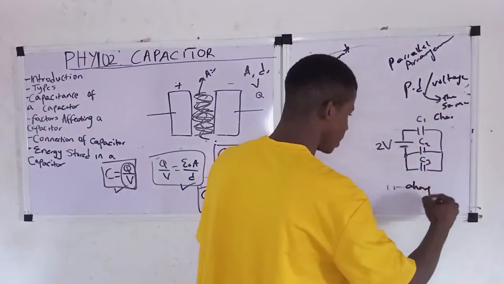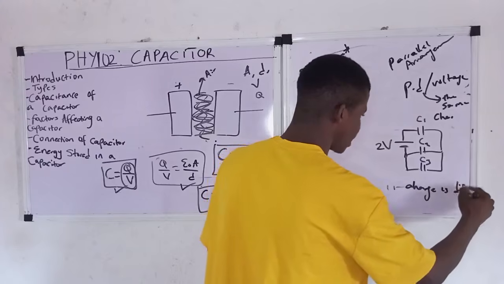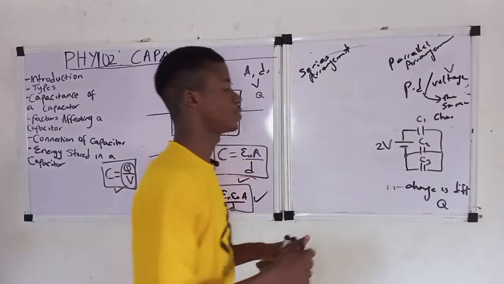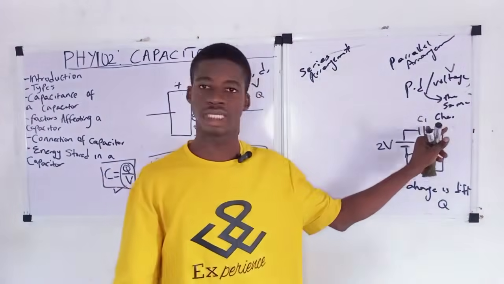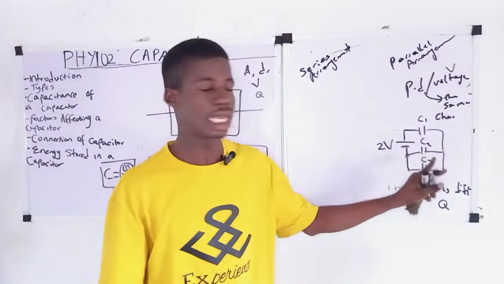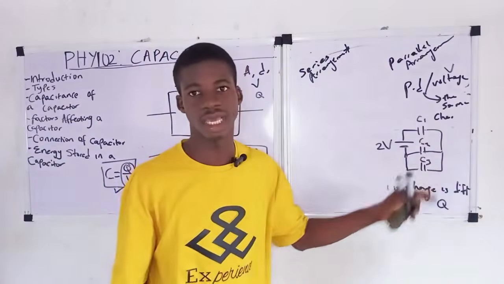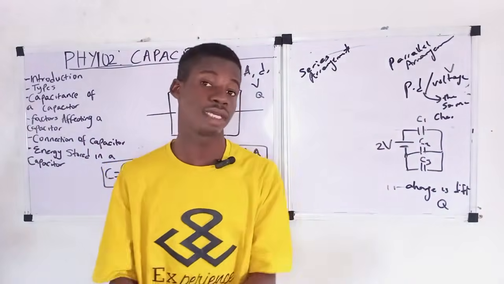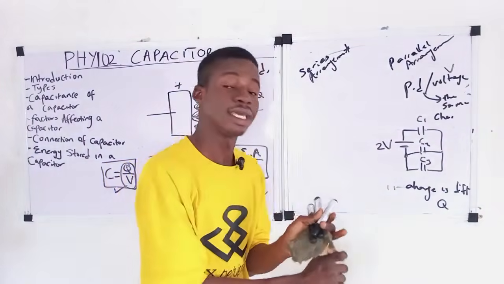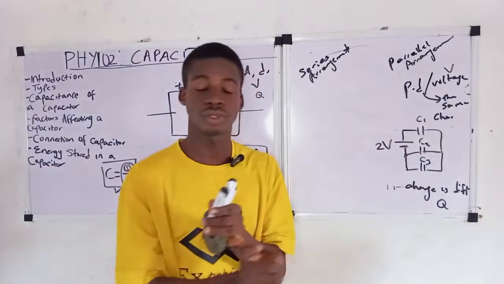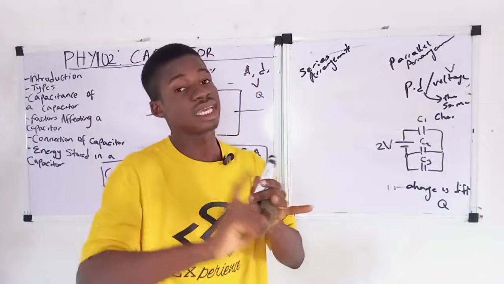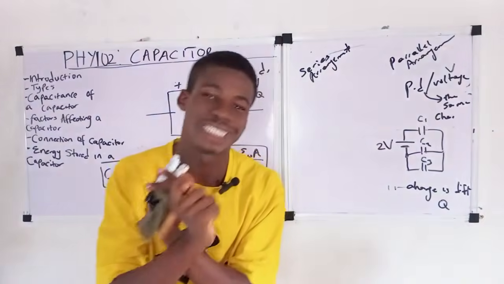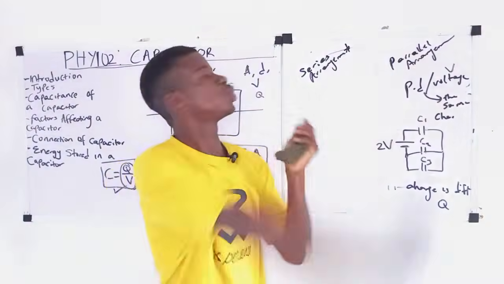why is the charge different? Remember, charge is represented by Q, voltage by V. So the charge stored by this one is different from the charge stored by this one. So the important thing you need to take note of is that in parallel arrangement, the voltage is the same in each of the capacitors. Then the charge stored by each of the capacitors is different. Okay, then let's go to series.